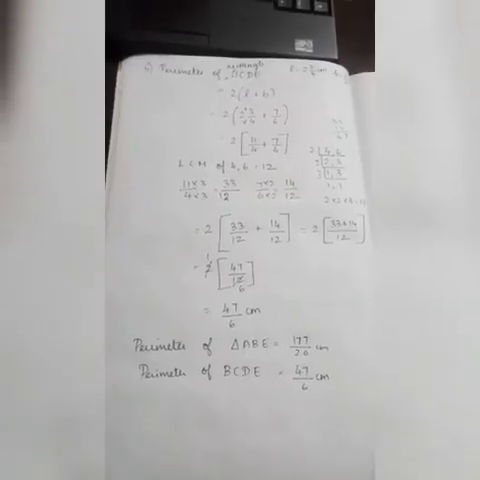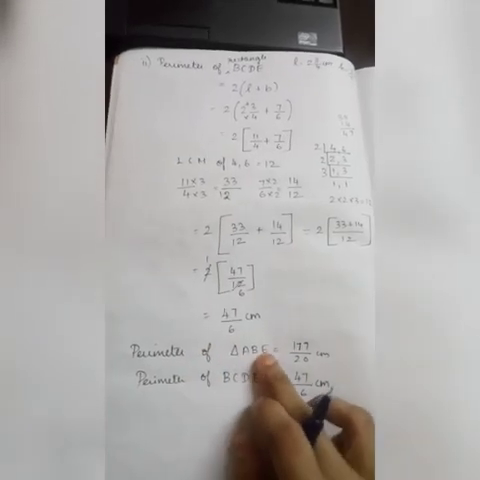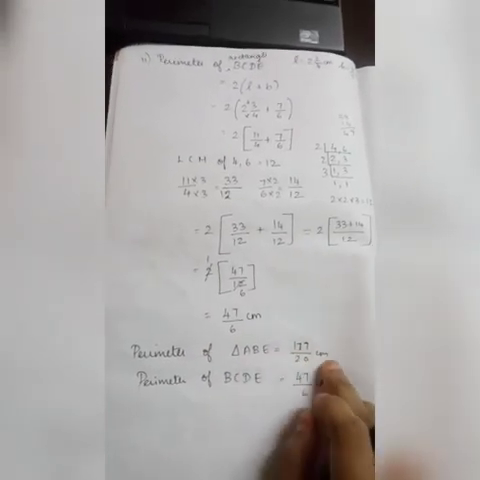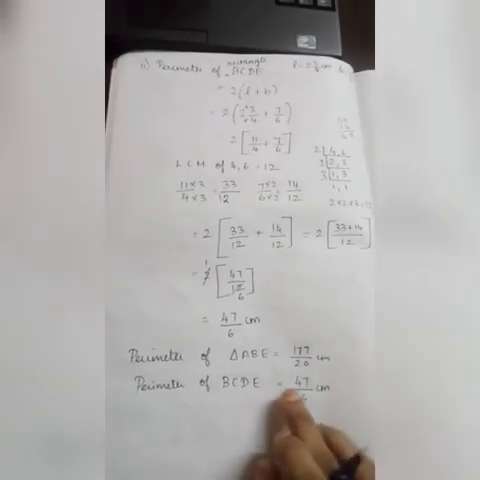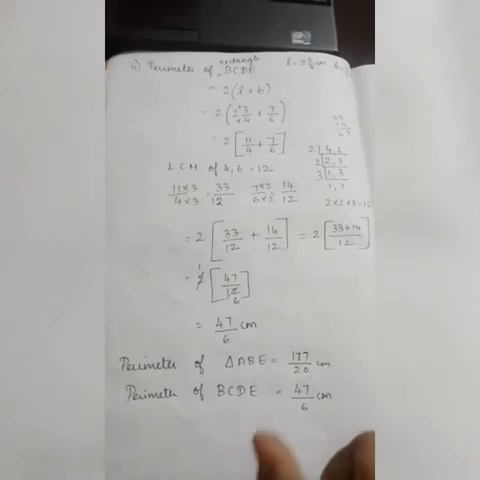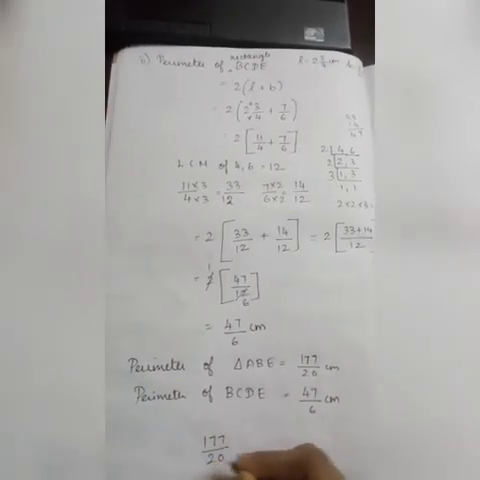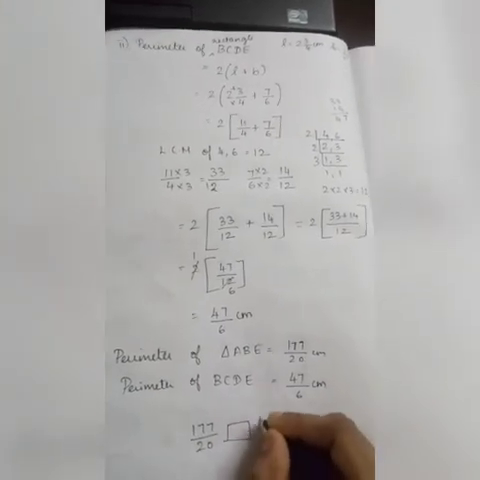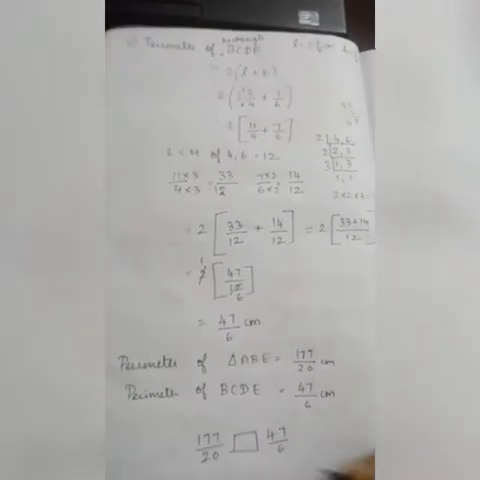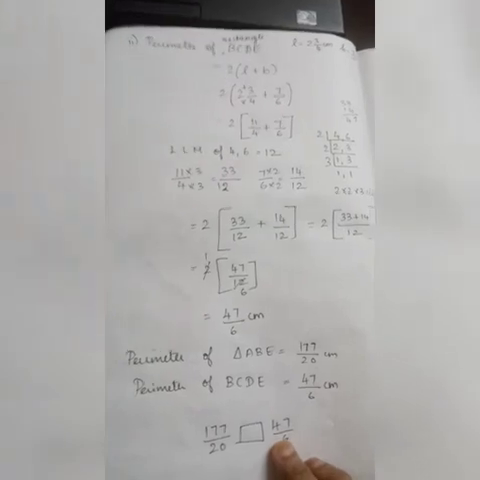Okay children. Whose perimeter is greater, they have asked. Okay, just so that I wrote perimeter of the triangle ABE is 177 by 20 centimeter. Perimeter of BCDE is 47 by 6 centimeter. In this, which is greater, they are asking. So what I will do, I just compare 177 by 20 and 47 by 6. Can we compare it directly? No, because our denominators are different. So what I should do?